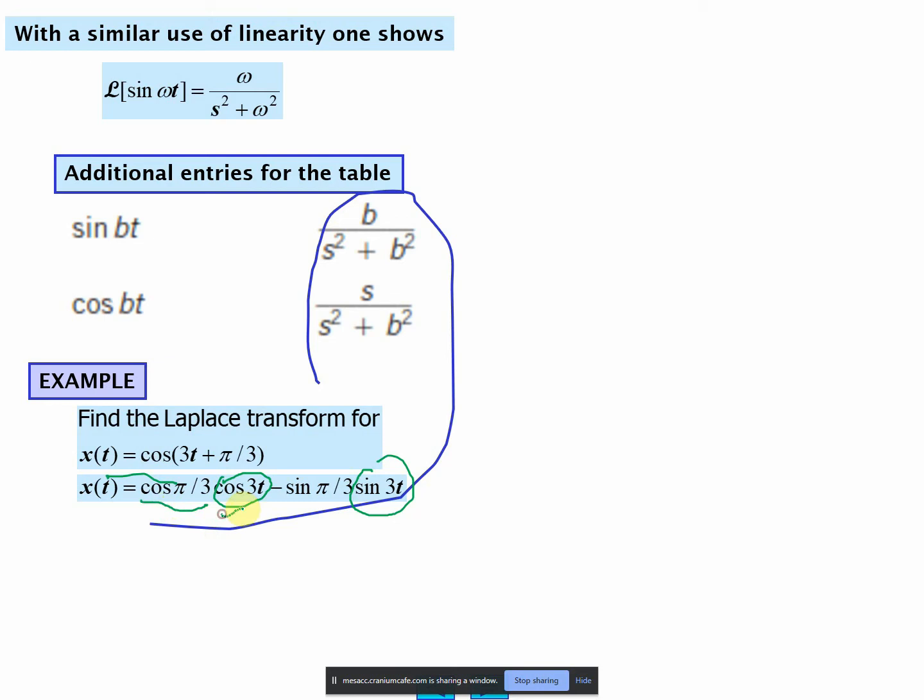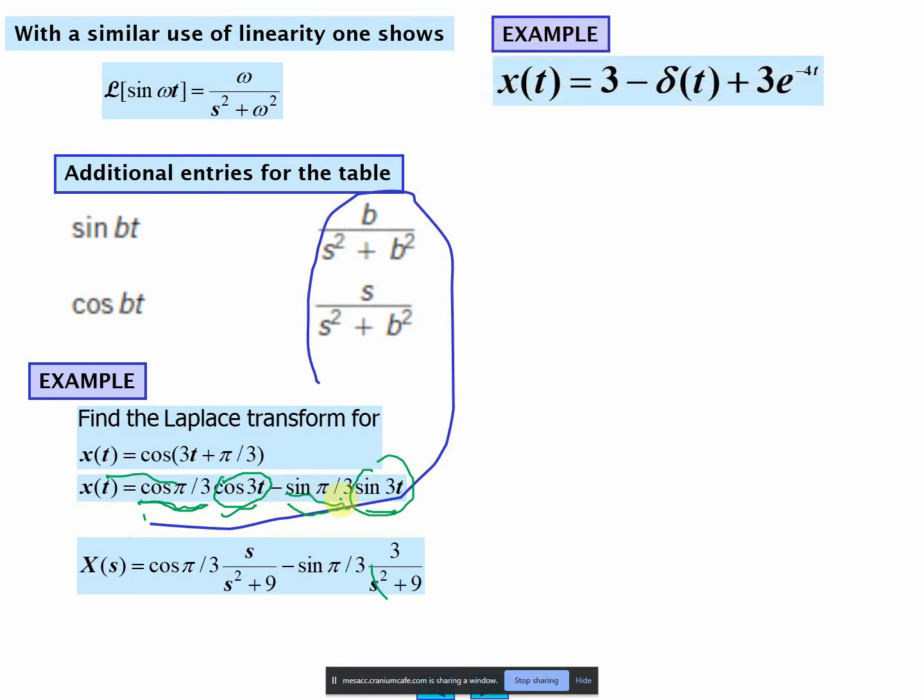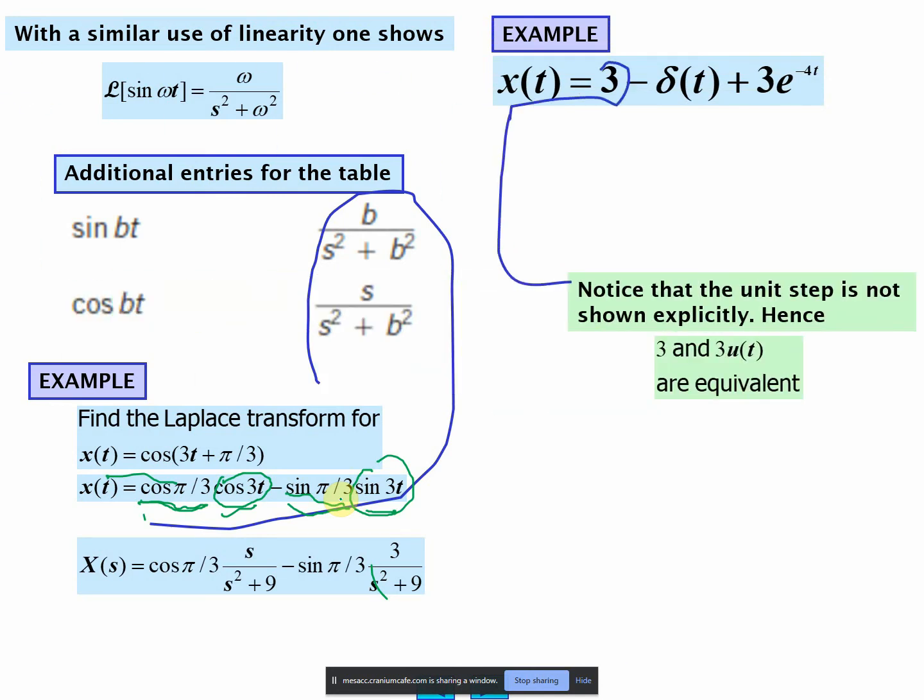cosine pi over 3 times the transform of the cosine 3t, minus the sine pi over 3 times the transform of sine 3t. Okay, so there it is. It's right there using these formulas. We just transform the cosine as a function of time and the sine as a function of time. And these are constants. Cosine pi over 3 is a constant, sine pi over 3 is a constant. Here's another example. So linearity, we just do one at a time.